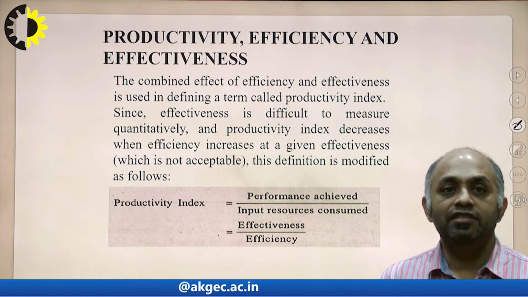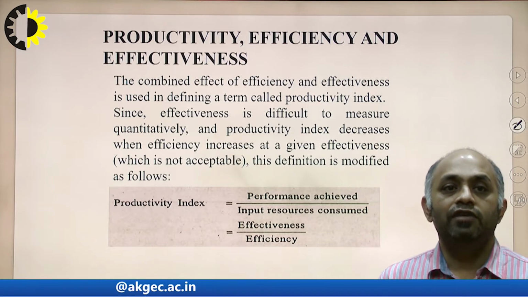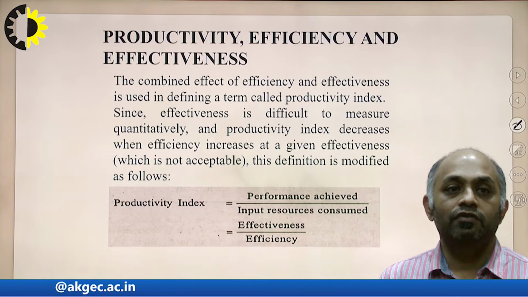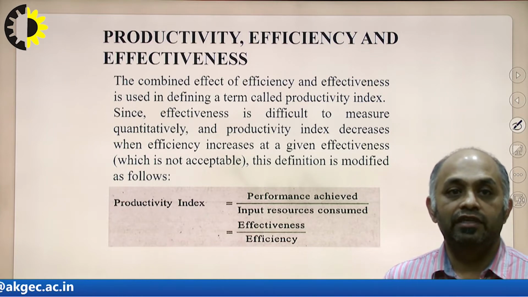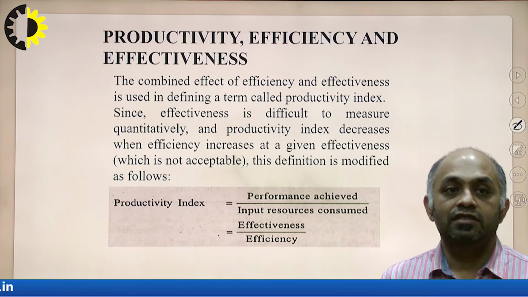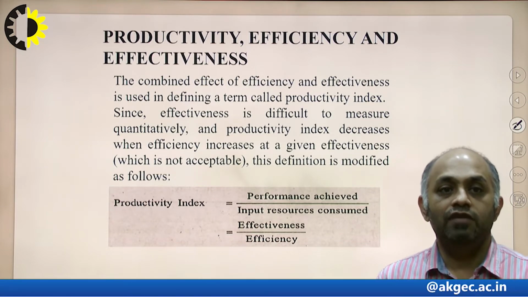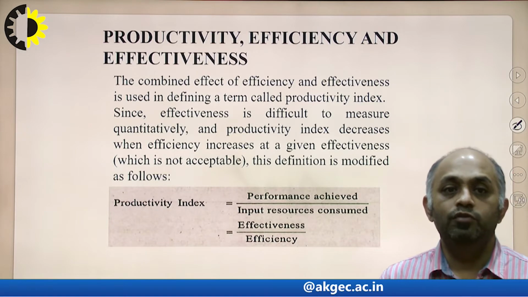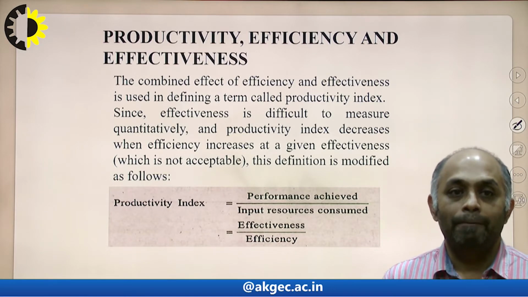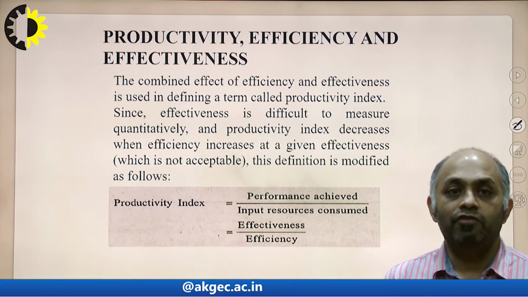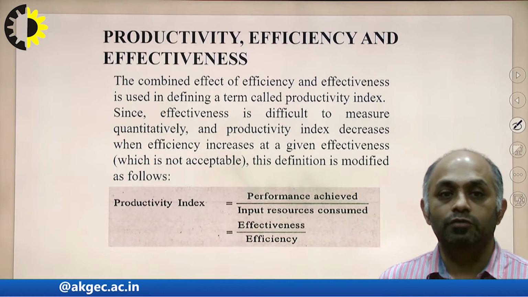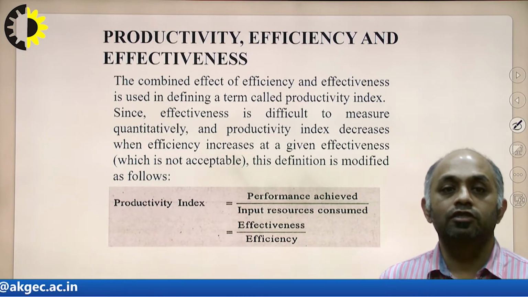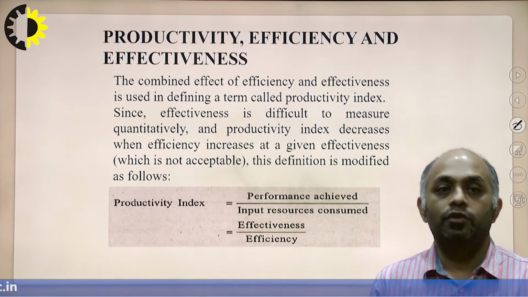Since effectiveness is difficult to measure quantitatively, and productivity index decreases when efficiency increases at a given effectiveness, which is not acceptable, this definition is modified as follows. Now, productivity index is performance achieved by input resources consumed, right? So performance achieved is effectiveness, and input resources consumed, how well it is consumed, is efficiency.